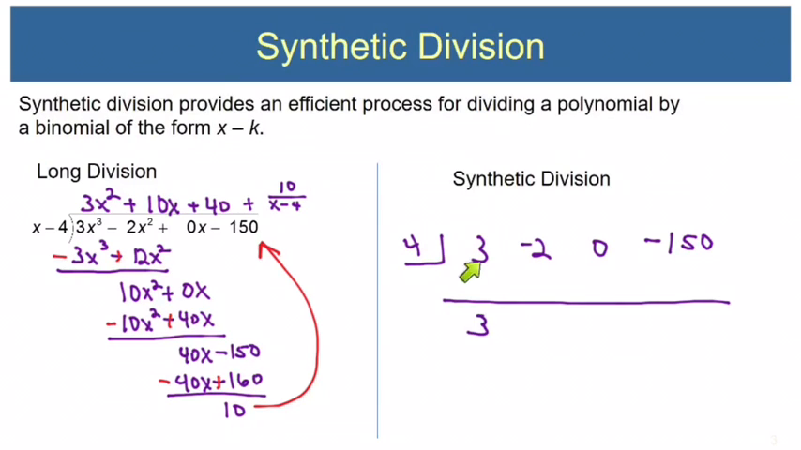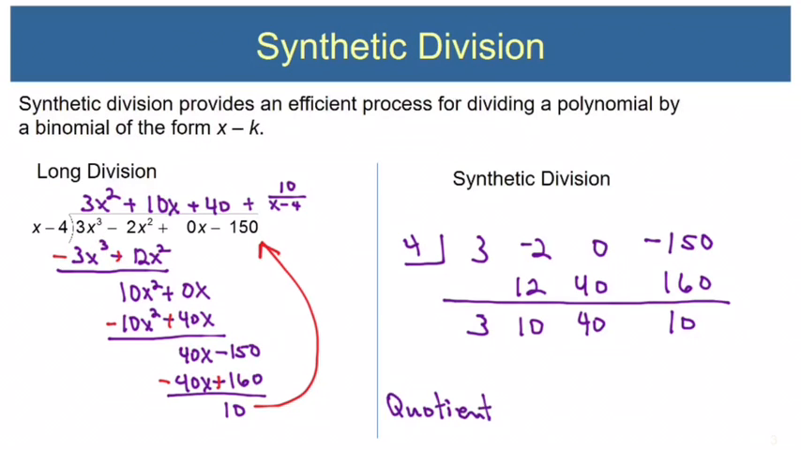Alright, now I pull down the first coefficient. I multiply 4 times 3, put the answer here. Now add. Now multiply 4 times 10, put the answer here. Now add. Now multiply 4 times 40, put the answer here. Now add. Now these are the coefficients of our quotient, but you just have to know that the x power on this coefficient is 1 less than the x power of the polynomial we divided into. This was 3x to the third, therefore this will be 3x squared.